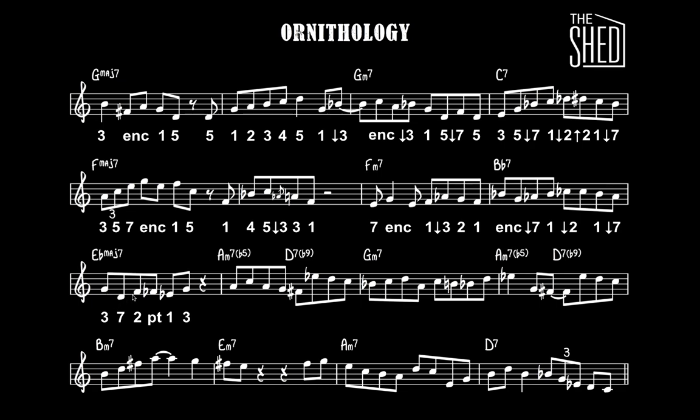3rd, 7th, 2, passing tone down to the 1 and up to the 3. Here's our first minor 2, 5. So I'm going to start right on the root, go up to the lowered 3rd, root, lowered 7th, and here, this happens so much in a dominant 7 flat 9 chord that I did it twice.